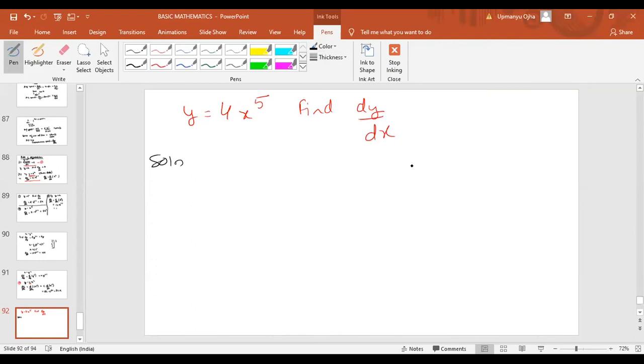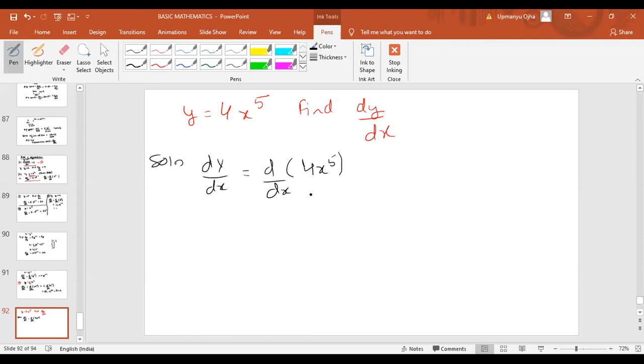20x power 4. Very good. 20x power 4 will be the answer. Okay. So to find dy by dx, what do we have to do? First of all, write dy by dx. Then write d by dx of the value of y, that is 4x power 5.